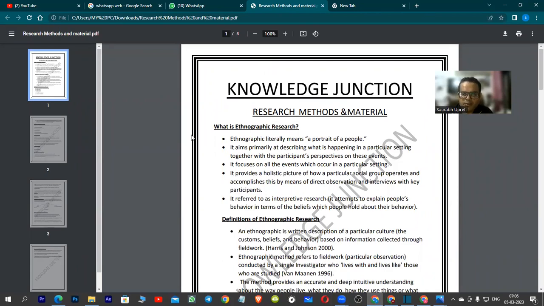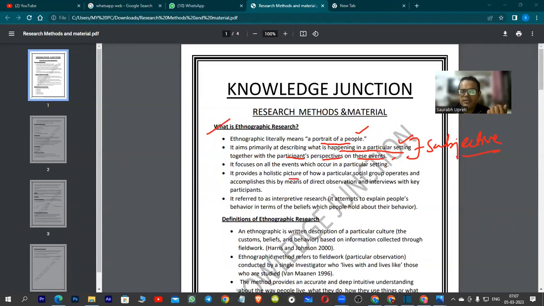for net. So guys, ethnographic research literally means a portrait of a people. Basically, ethnographic research is called portrait of a people. It aims primarily at describing what is happening in a particular setting, okay, together with participants' perspective on these events. So there are two things in this. First is what is happening in a particular setting, and the second thing is participants' perspective. So in that regard, it is entirely a subjective research. Okay, so it focuses on all the events which occur in a particular setting.